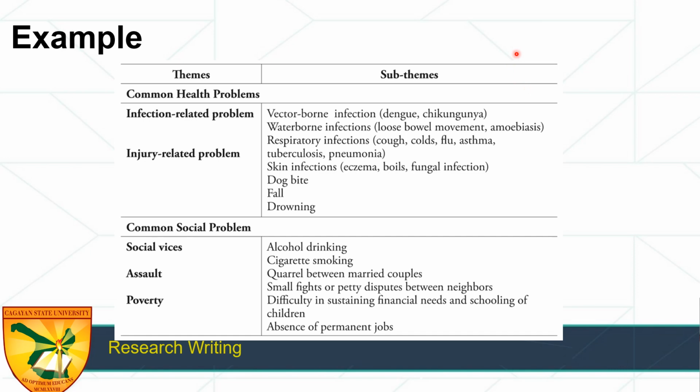This is a table showing the themes and sub-themes that we got from the thematic analysis that we've done for the assessment of the common health and social problems of the core shelters in Tuguegarao City. So we have here common health problems and common social problems, and the main themes that we've got is infection-related problems and injury-related problems. For social problems, we have social vices, assault, and poverty. And within those themes, we also saw sub-themes and listed it down in this table.